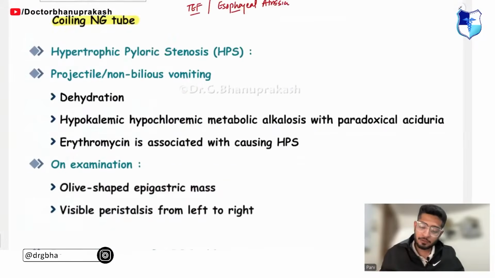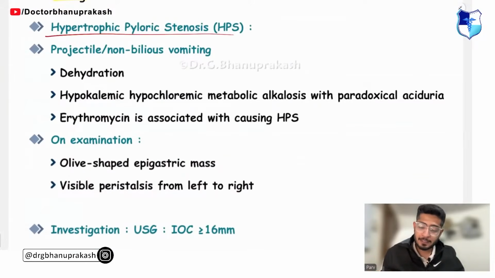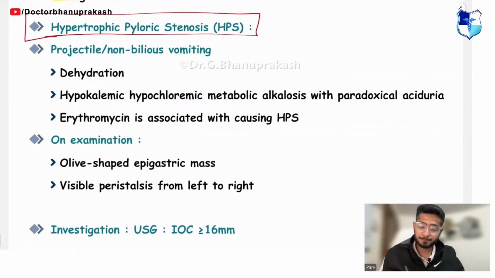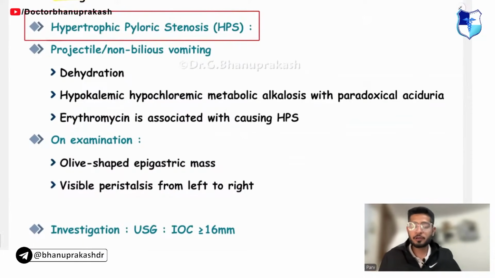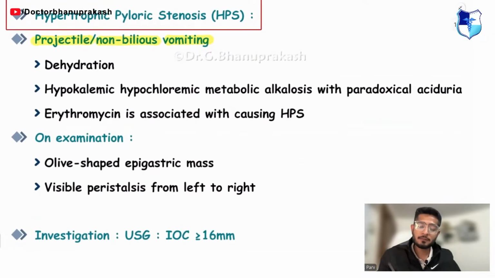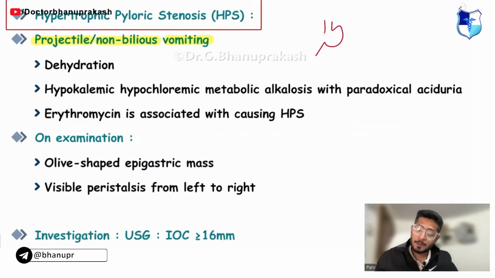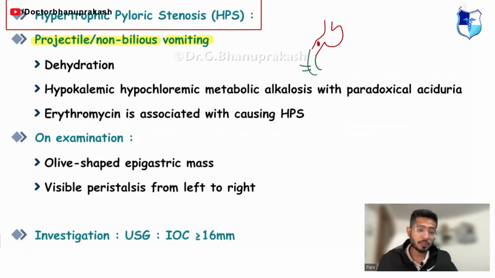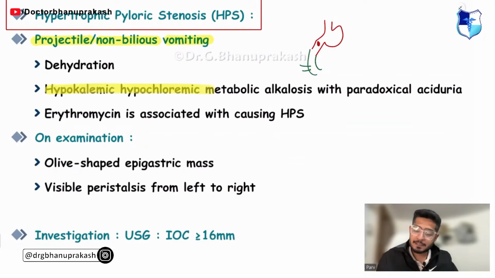Coming on to the next important topic, that is hypertrophic pyloric stenosis. It is going to have projectile vomiting, but the vomiting is going to be non-bilious. Why will there be non-bilious vomiting? Because the obstruction is in the stomach, and the bile duct opens in the second part of the duodenum. So that's a non-bilious vomiting, and because there's vomiting, there will be dehydration. This line is extremely important.